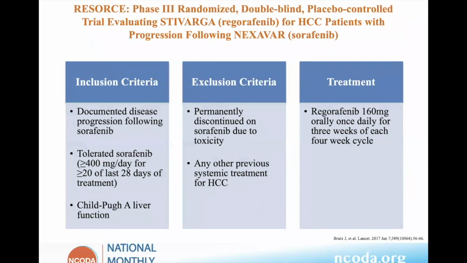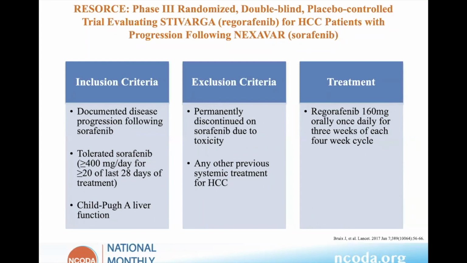Now, the study that led to the approval of Regorafenib in patients with advanced HCC was called the RESOURCE trial. It was published in 2017. It was a randomized, double-blind, placebo-controlled trial that investigated Regorafenib versus placebo in patients who had documented disease progression on Sorafenib. Importantly, these patients had to have tolerated Sorafenib, which they defined as taking at least 400 milligrams per day for 20 of the last 28 days of treatment.